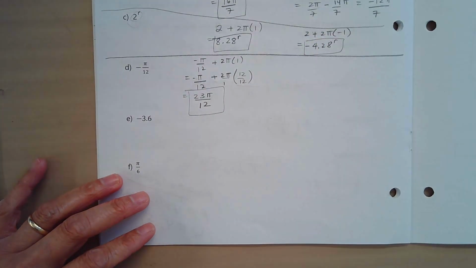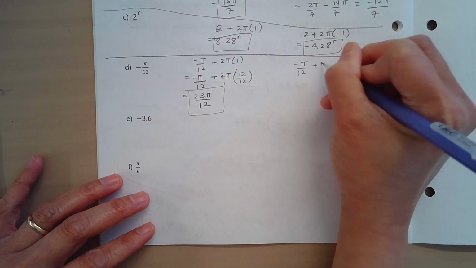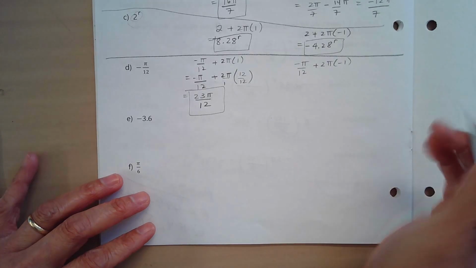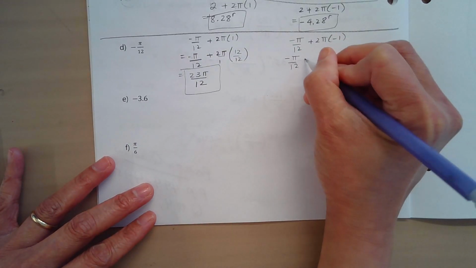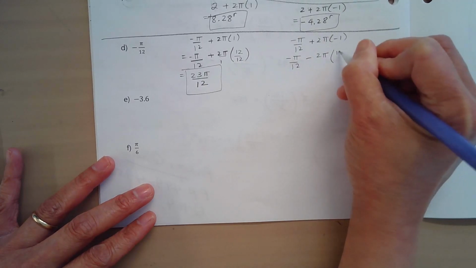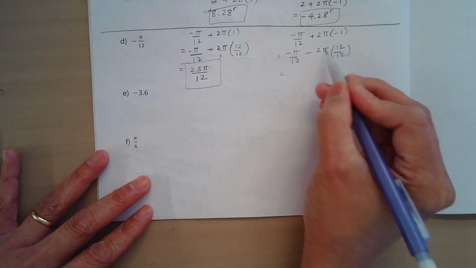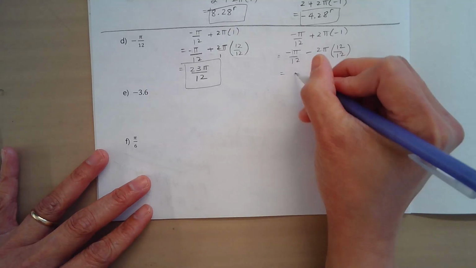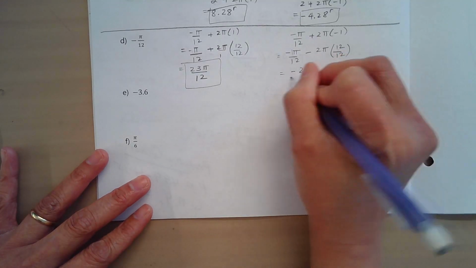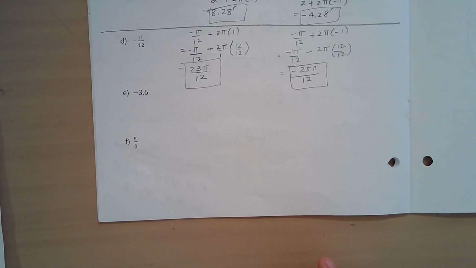The negative coterminal would be negative pi over 12 plus 2 pi times negative 1. It's going to give us negative pi over 12 minus 2 pi, but I'm going to multiply by 12 twelfths. So it's negative 24 and then minus 1, so negative 25 pi over 12. Okay.